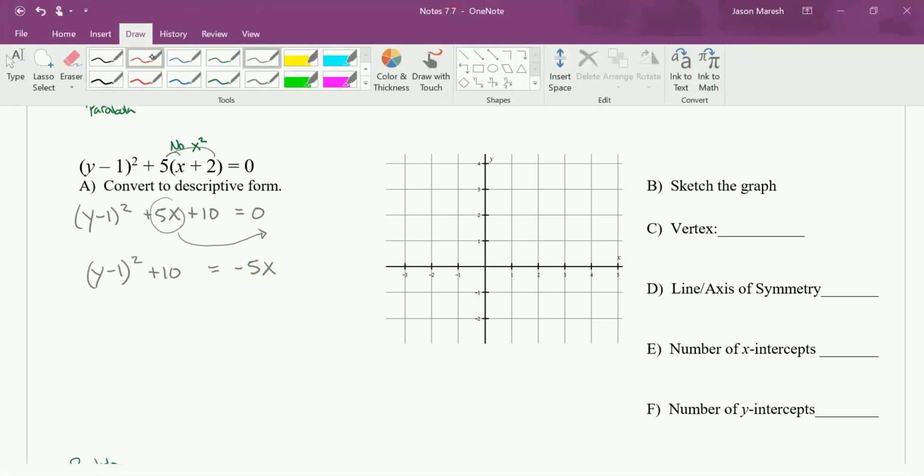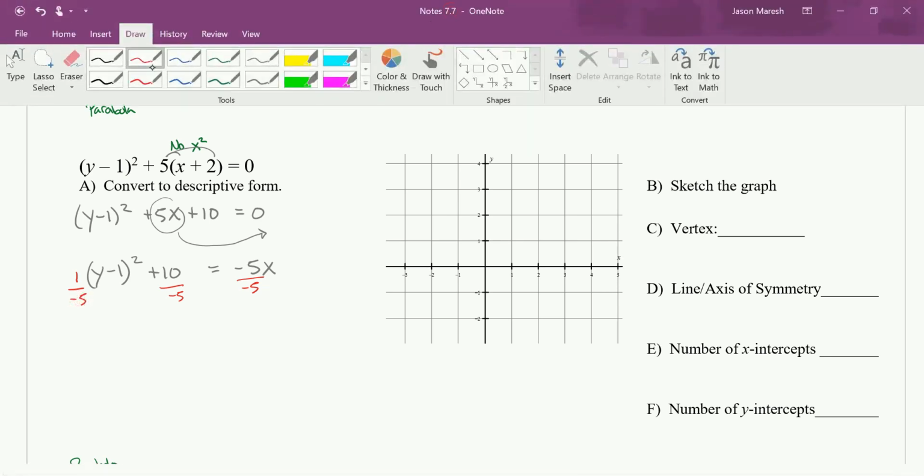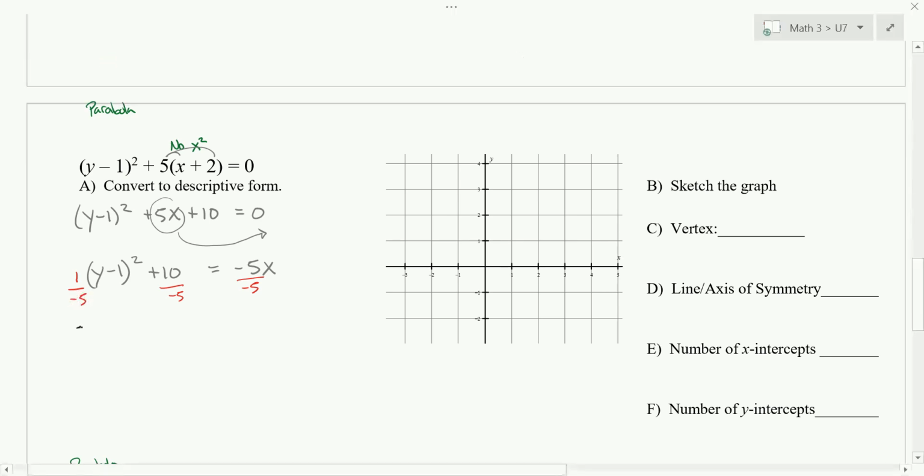One more step. What's the next one? To get in the form we want. Divide by negative 5. And when you divide by negative 5, we need to divide all 3 parts by negative 5. So we end up with negative 1 over 5 times y minus 1 squared minus 2. And that's equal to x. All right? That's what we want to get for part A.